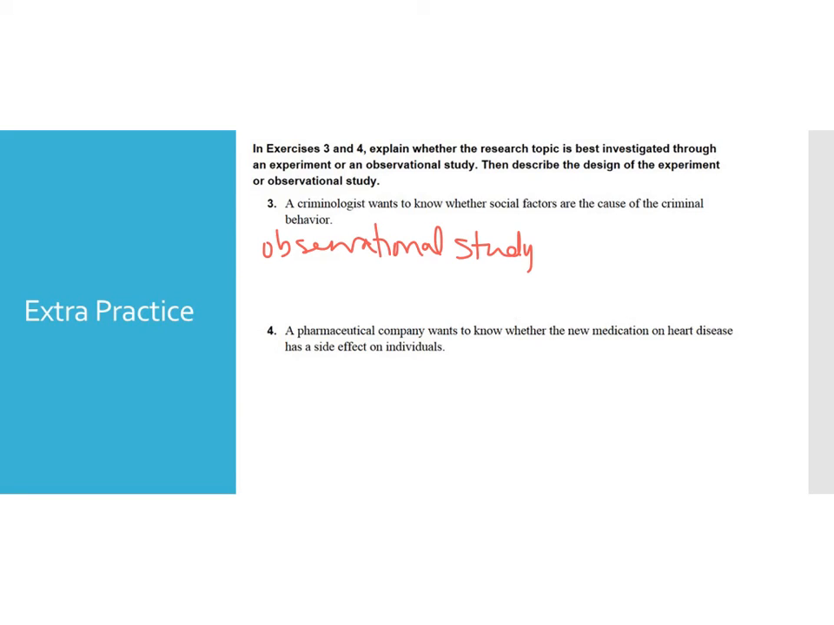All right, and the last one here, a pharmaceutical company wants to know whether a new medication for heart disease has a side effect on individuals. Well, you would probably want to do an experiment on that one. One way you could do that is to randomly choose the same number of individuals who have such medical conditions and place them into two groups. So we have individuals with heart disease. We're going to put them in two groups randomly, and then one group takes the new medication and the other group maybe stays on the old medication that they're probably already taking if they have known heart disease. And then you're going to record any side effects that they have.